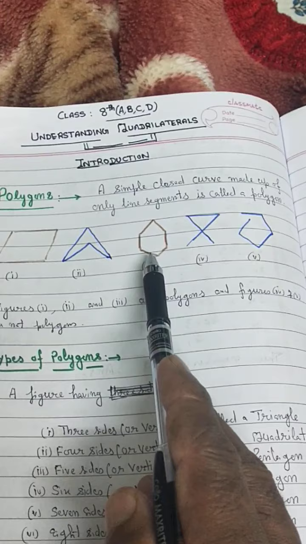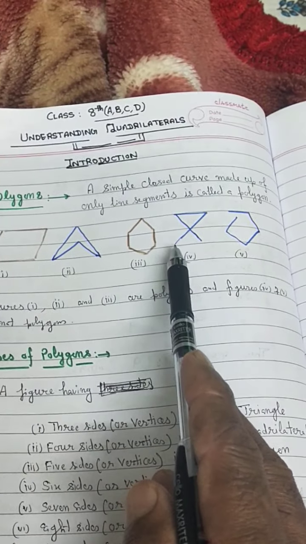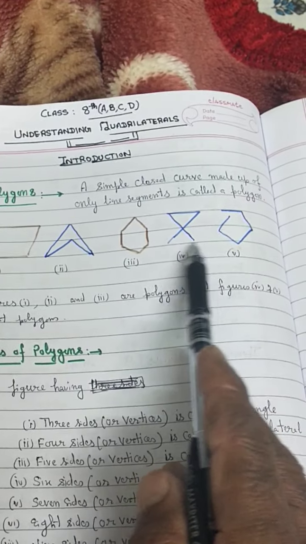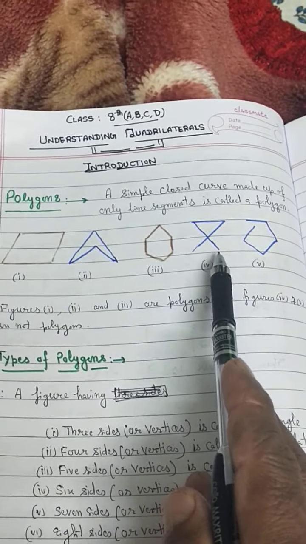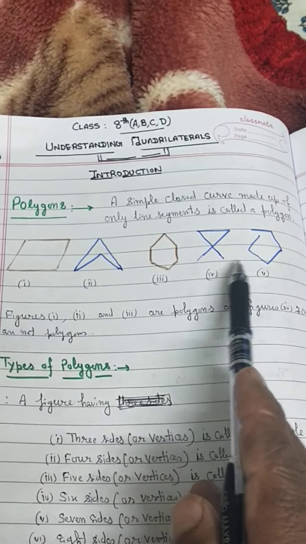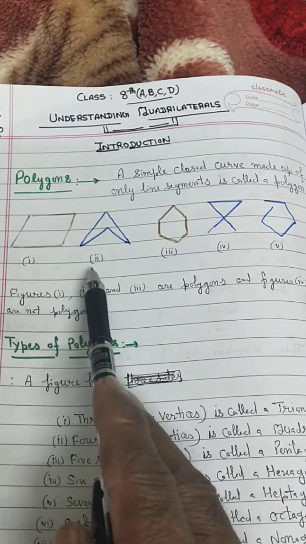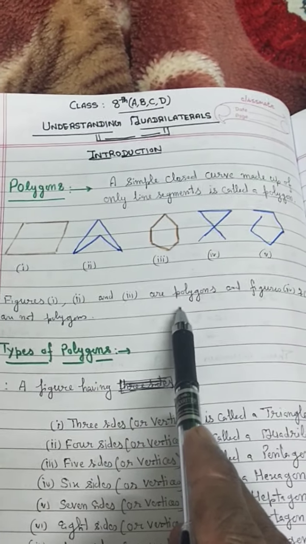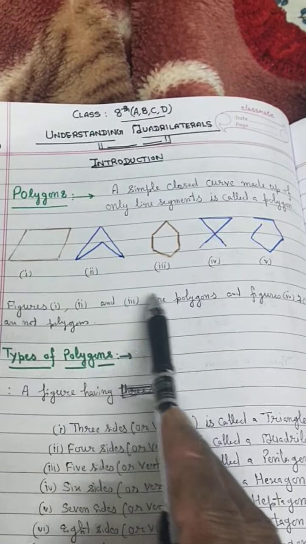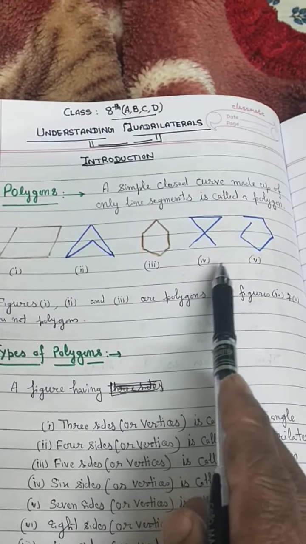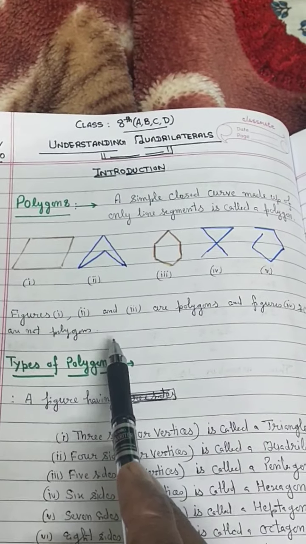Again, it is a closed figure which is made up of only line segments, and these two figures are not closed curves, so they are not polygons. Now figures 1, 2 and 3 are polygons, closed figures made of line segments, and figures 4 and 5 are not polygons.